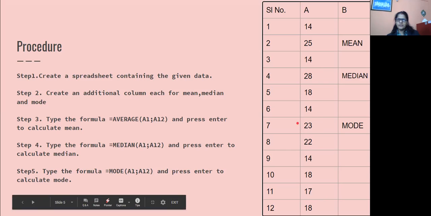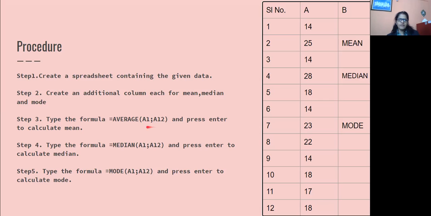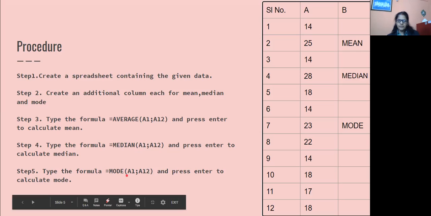So we are considering the whole table, right? Starting from A1 to A12. So we write average, bracket, A1 to A12, then press enter. You can see the mean calculation will be done. Similarly for median and for mode. So let me show you this.